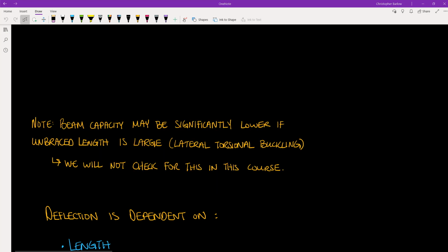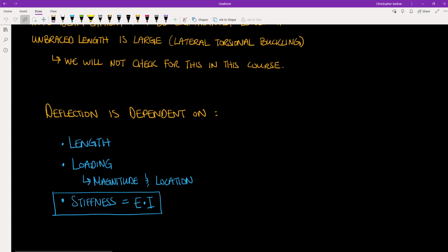Now, finally, when we talk about bending, we need to also talk about deflection and stiffness. Stiffness is, of course, the member's ability to resist deflection, and the member's stiffness is based on two primary characteristics. First, its geometry, or its moment of inertia.